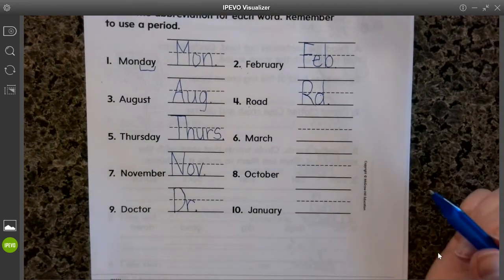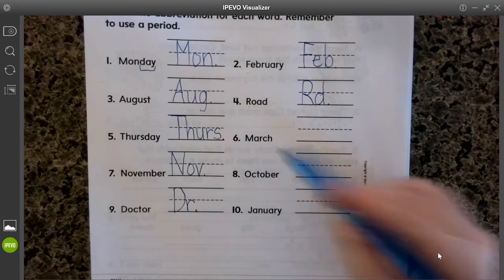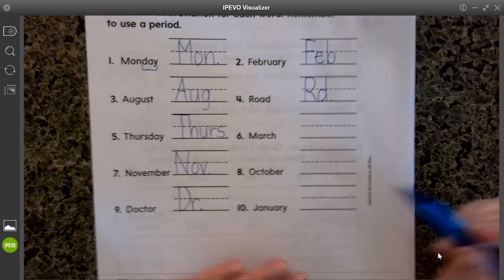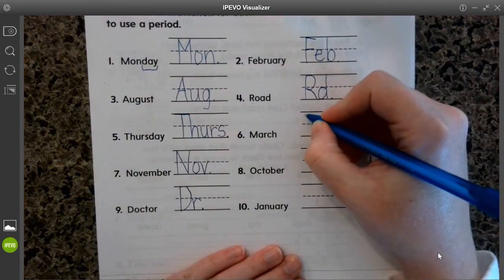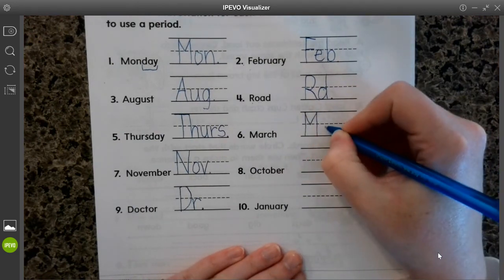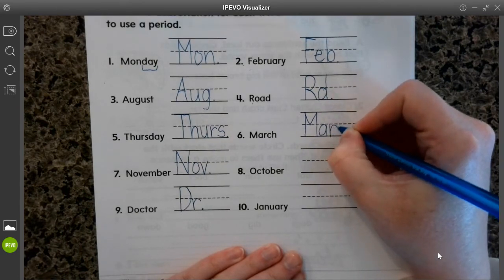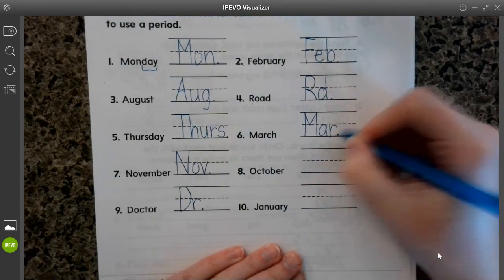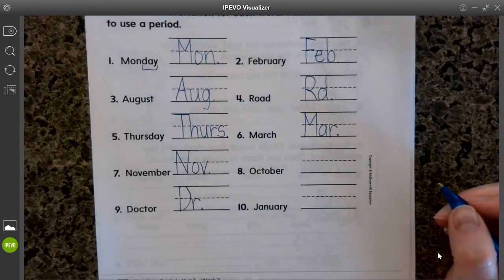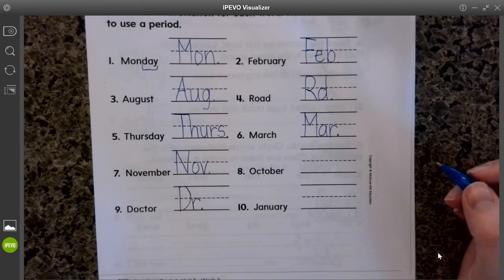Okay, number 6. We are to another month. The month is March. That's right. On months, we usually keep the first 3 letters. Now, March is interesting because it's only 5 letters long. So I don't see March get abbreviated very often, but when I do, this is how I see it.